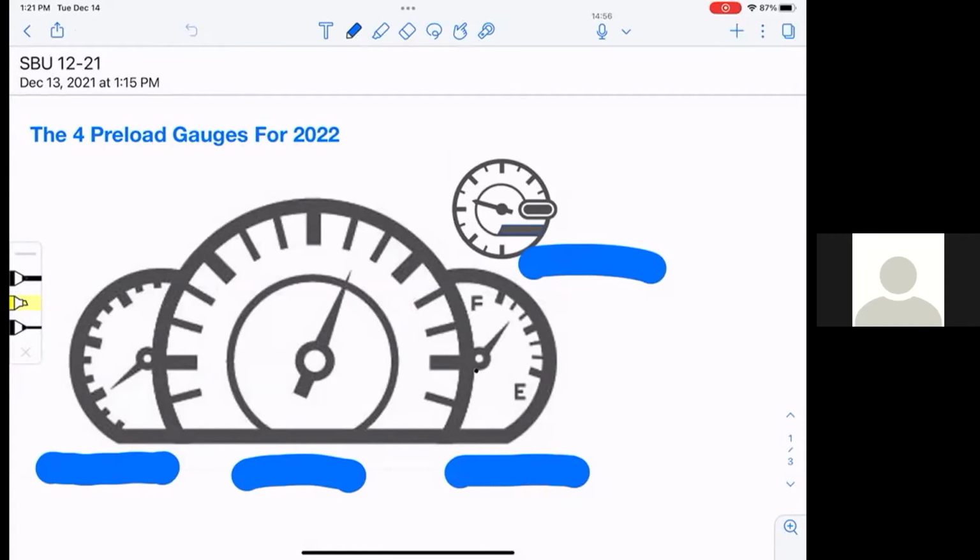Not just January, but throughout the entire year. And so I want to discuss these 4 gauges, right? These 4 gauges that we should always keep our eye on, particularly when using Sales Boomerang.